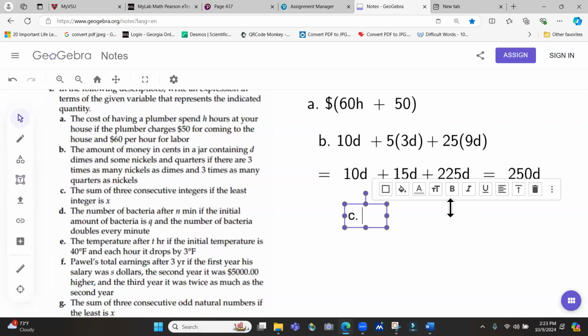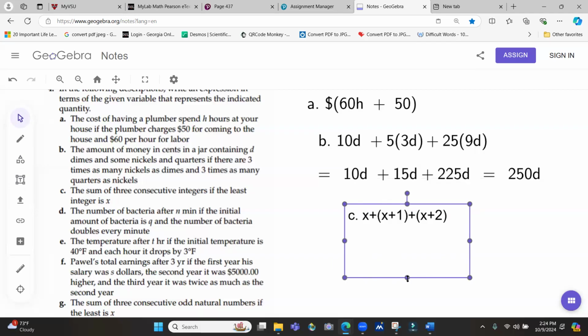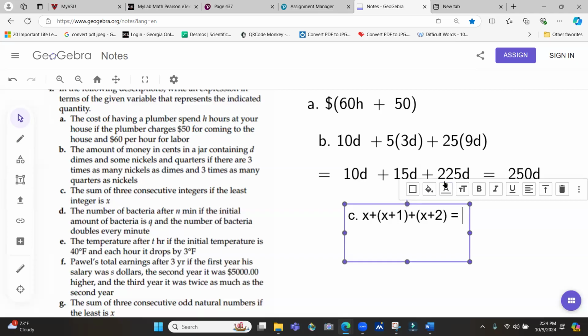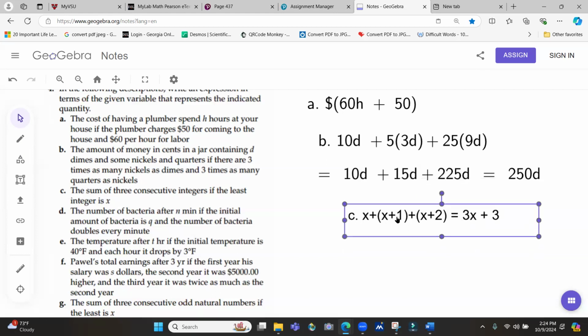Part C. First one is x. The second one is x plus 1. The third one is x plus 2. And all you have to do is simplify it just a little more. x plus x plus x is 3x. And 1 plus 2 is 3, and your answer is 3x plus 3 for part C.